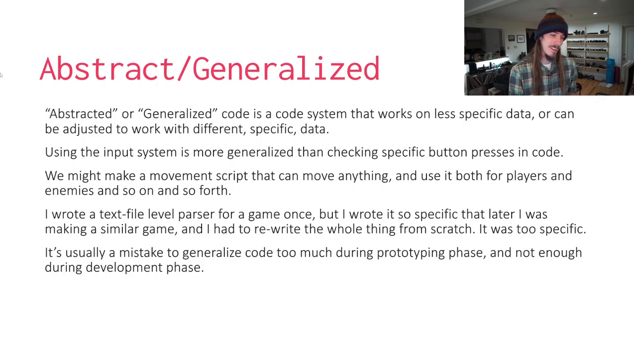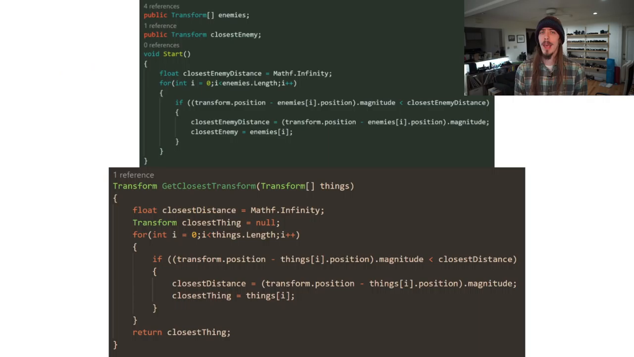So here's an example. Up top, we have a function that looks for the closest enemy to you. And down below, we have basically the exact same code, but it has been generalized by renaming the functions. So it's no longer looking for the closest enemy, we're just looking for the closest transform component. We can give it a list of enemies, a list of trees, or cups of coffee, or whatever game objects we have that have transforms, all of them do. And we can use this function all over the place. We've generalized it.